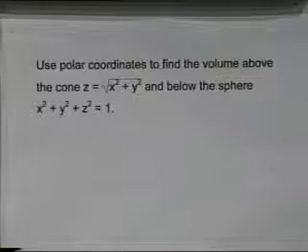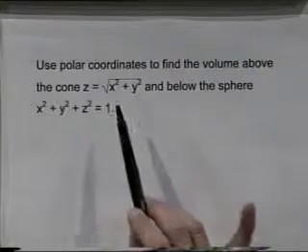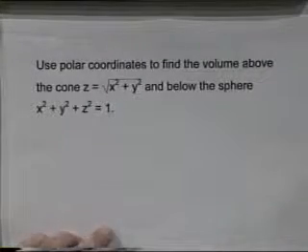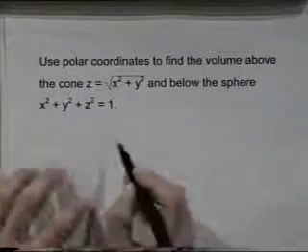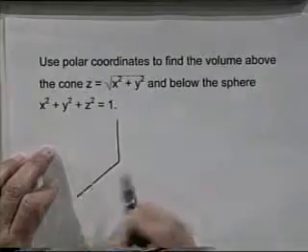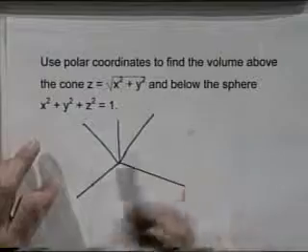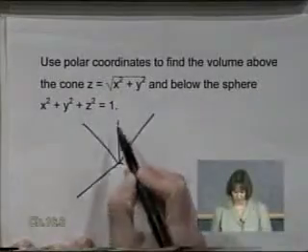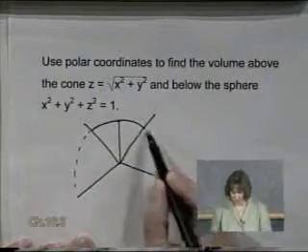The one that we were looking at the end of the period last time said use polar coordinates to find the volume above the cone z equals square root of x squared plus y squared, and below the sphere x squared plus y squared plus z squared equals 1. Now the cone is going to be going along the z-axis. It's going to be coming up like this, and the sphere is a sphere of radius 1, coming down like this, and it does go all the way down here.